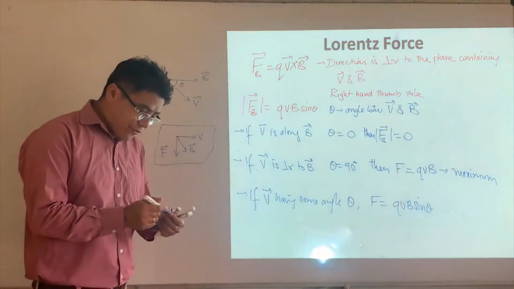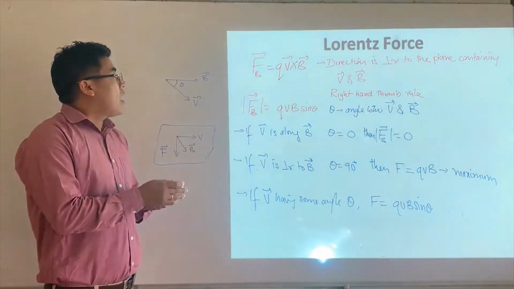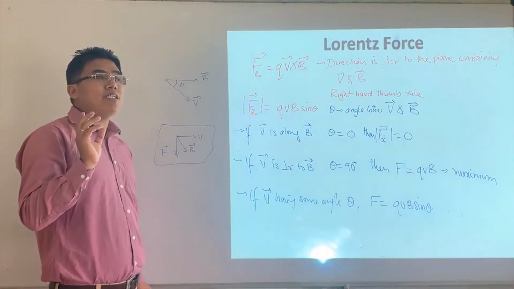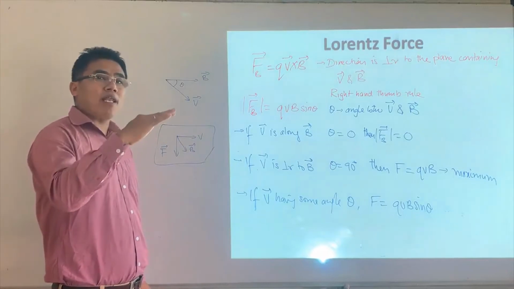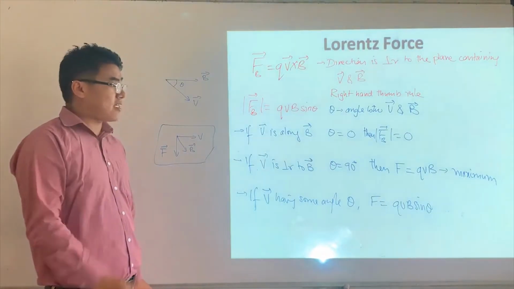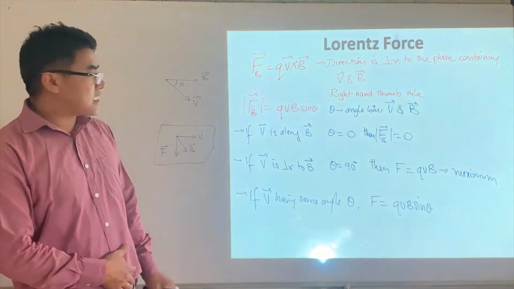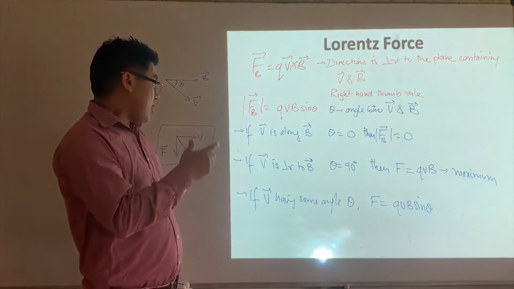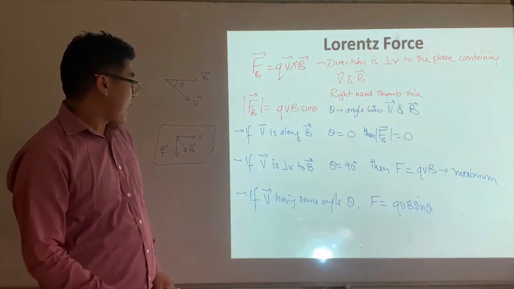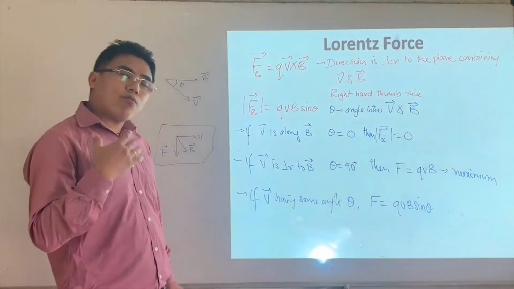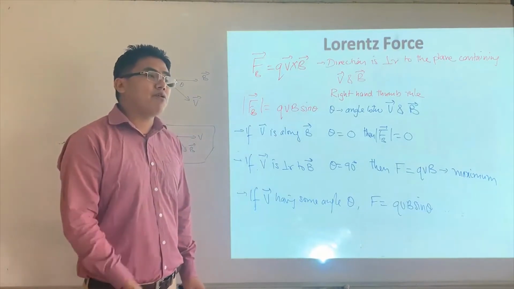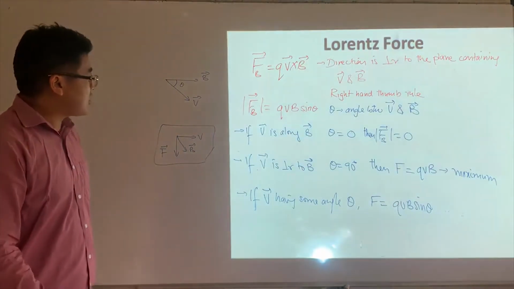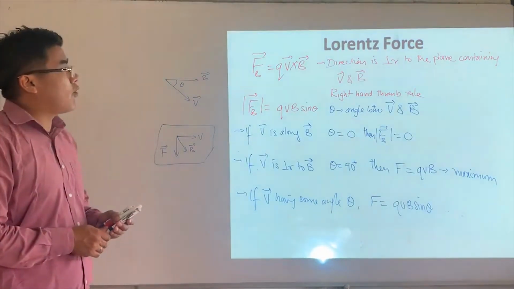Therefore, what you have to conclude and infer from this expression is that no force is going to be experienced by a moving charge if the charge is moving along the magnetic field. The charge will experience a maximum force if the velocity of the charged particle is perpendicular to the magnetic field. This is what we talk about as a Lorentz force.